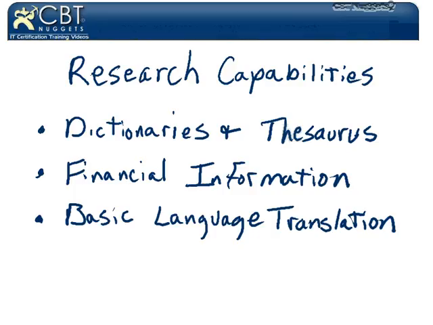With Excel 2003, we have the ability to go in and utilize dictionaries and thesaurus. We can even go out and find out financial information about companies and about their stock prices and input that information into Excel, and even do some basic language translation. If we need to come up with some column headers for a different language, let's say for German or Italian or Spanish, certain languages, we can do that as well right within Excel itself.